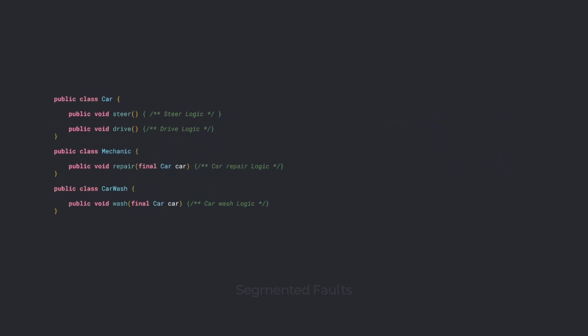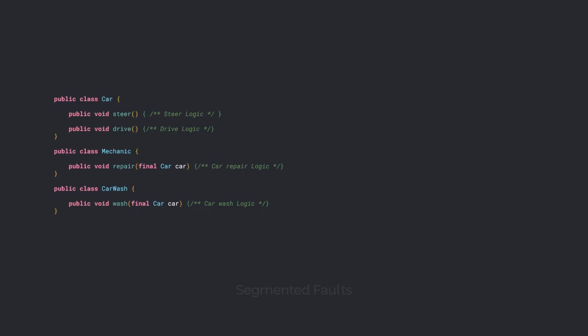A better way would be to extract the repair and car wash functionalities into their own mechanic and car wash classes respectively. Now, responsibilities are clearly defined. A car is responsible for driving and steering, a mechanic is responsible for repairing, and a car wash for washing the car. This also promotes maintainability.